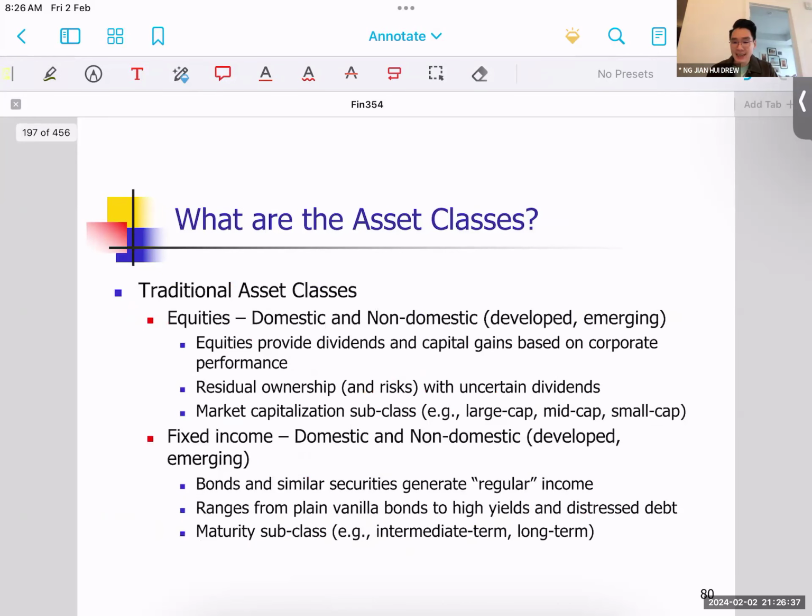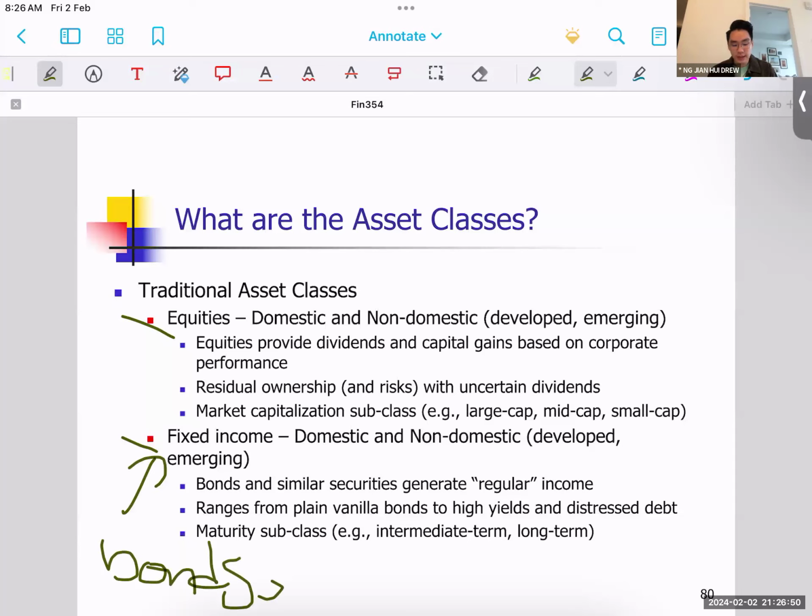So these are some asset classes, the traditional ones, particularly equity and fixed income. Fixed income are your bonds, right? In terms of equity, you have your various mid cap and small cap companies. Nowadays, people like to do ETFs.